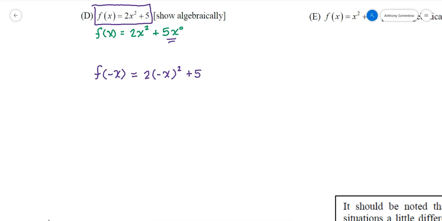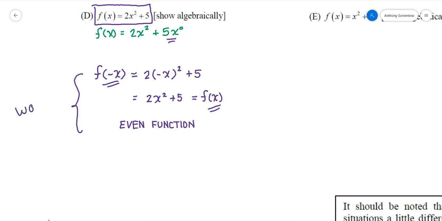Well, if I square a negative value of anything, it becomes positive when I square it. So this is going to be 2 positive x squared plus 5, which is the exact same thing as f of x. So as a result, by the test we defined above, since f of negative x equals f of x, this is an even function. So beforehand, I had determined that it was based off of the shortcut, but this is the work that needs to be shown to justify me saying it's an even function. Let's look at part E.